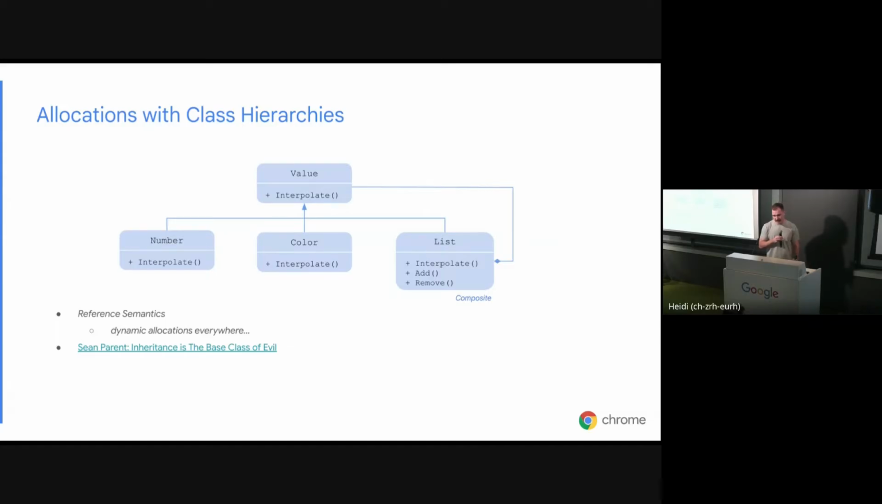But in C++, having a class hierarchy usually means that we operate with reference semantics, and reference semantics usually means that we have allocations everywhere. Otherwise, we have scoping issues and so on. There is a nice talk by Sean Parent, Inheritance Is the Base Class of Evil. I guess it's probably the most cited one. The talk was in 2013, but I constantly hear people referring to it.